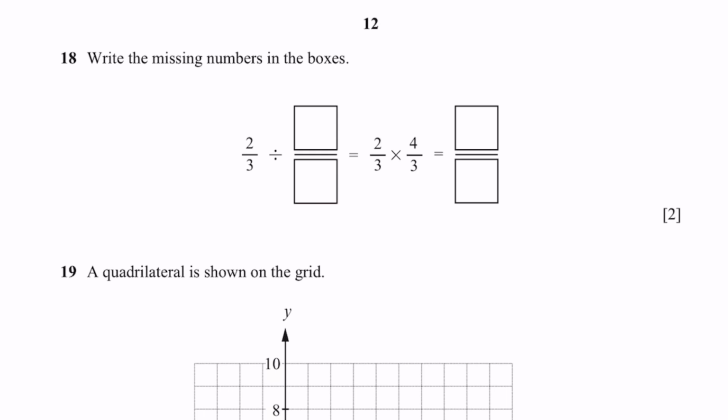Question 18. Write the missing numbers in the boxes. 2 by 3 divided by dash equals 2 by 3 into 4 by 3, which is what? 2 by 3 into 4 by 3, we can write this as 2 by 3 divided by 3 by 4. And that's what we're going to write here. And 2 by 3 into 4 by 3 is simply 8 by 9.